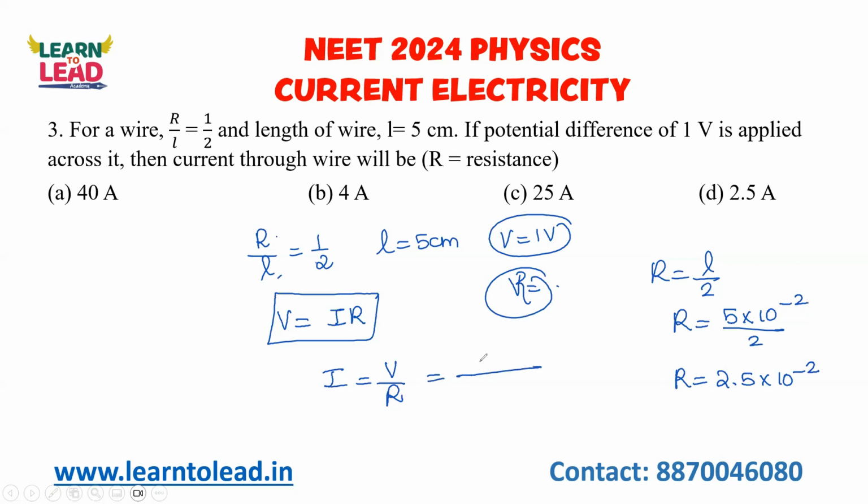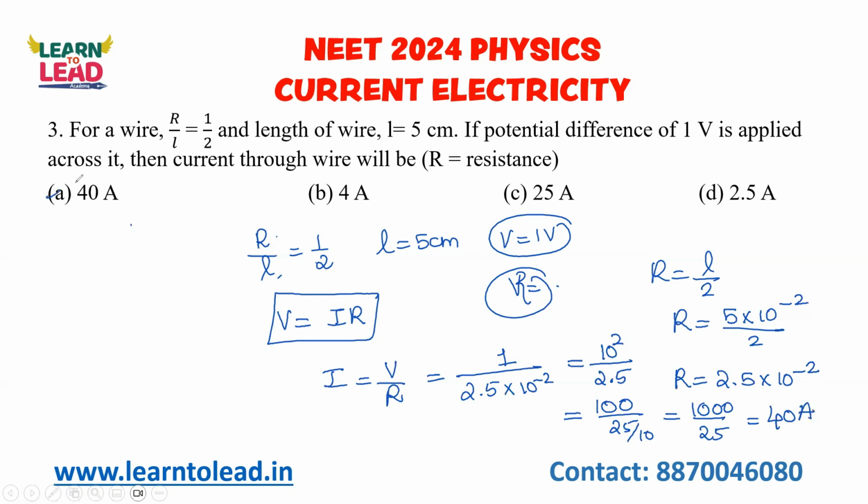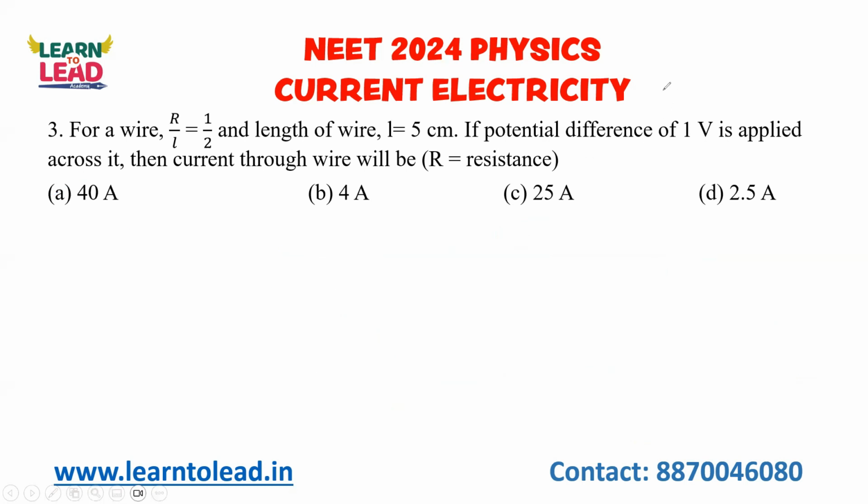Okay, so now what is the value of current? 1 volt divided by 2.5 into 10 to the power minus 2. So you can take 10 to the power minus 2 to the numerator. It becomes 10 to the power plus 2 divided by 2.5. 10 square is nothing but 100 divided by 25 by 10. So 1000 divided by 25. So the answer is nothing but 40 ampere. Okay, do you all understand this? Right. Now, let us see the next question.